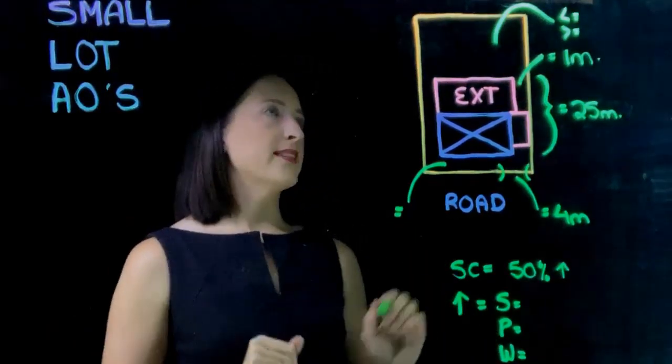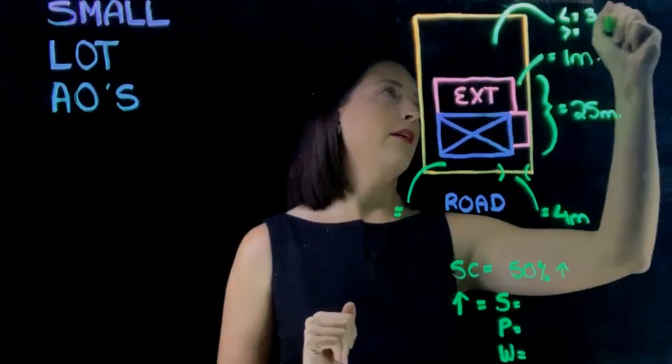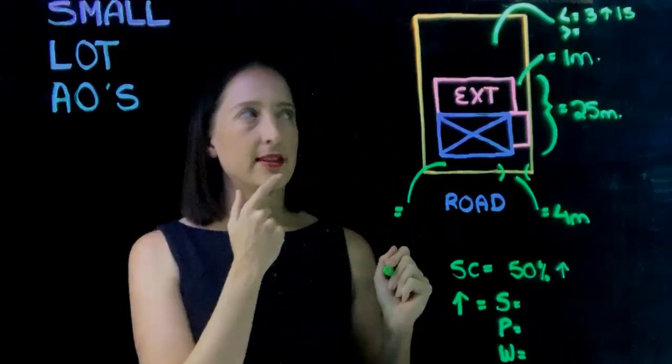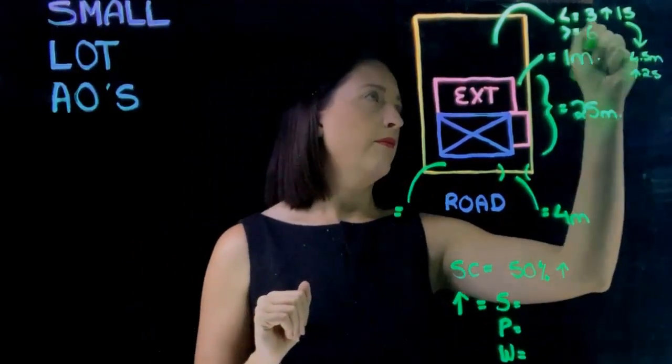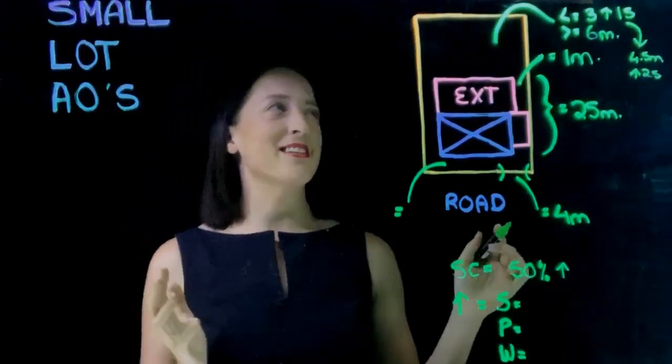Okay, what are we going to do next? Let's do the good old rear boundary setback. Okay, so how am I going to write this? Let me think about this.